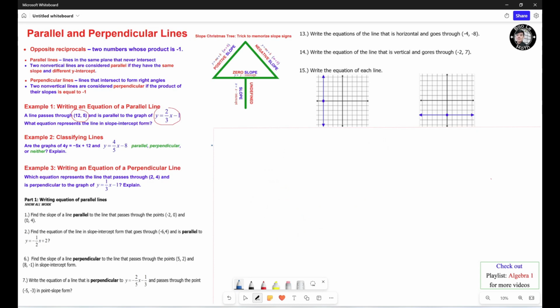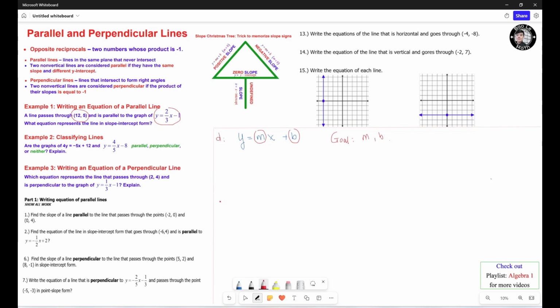So you know that the slope-intercept form is going to be y equals mx plus b. Now, your goal is to find the slope m and y-intercept b. This is our goal: slope and y-intercept. Now this is the line we need to find.